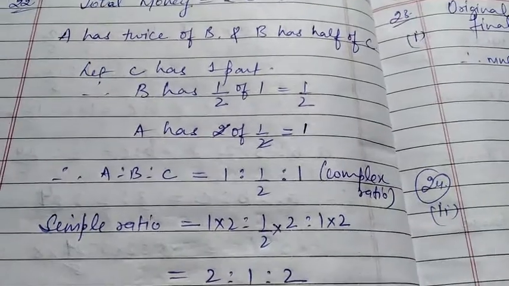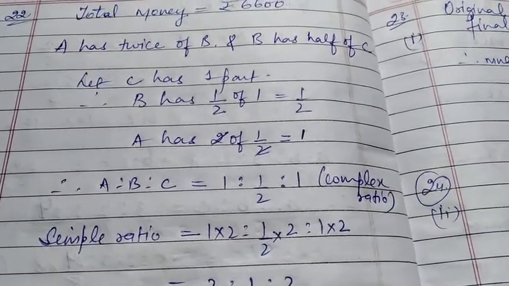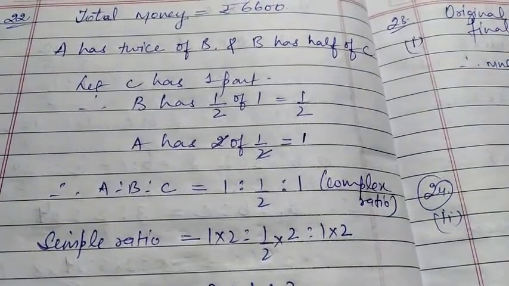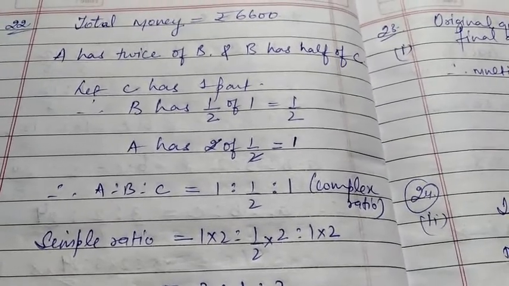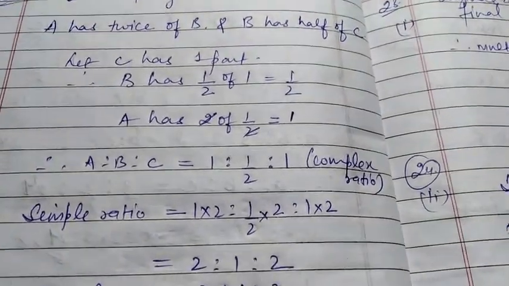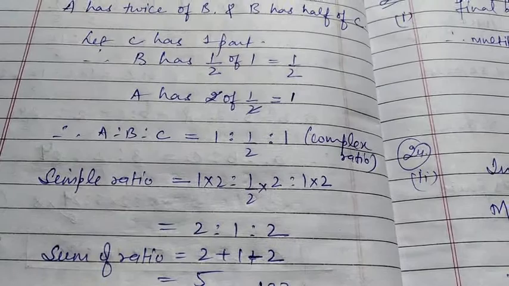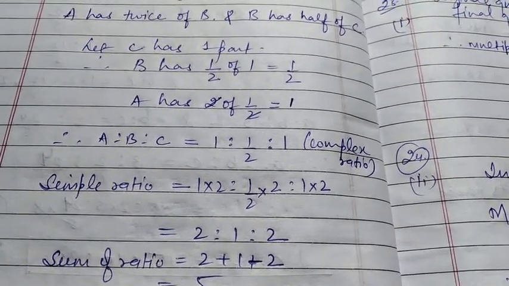So here you can form a ratio A : B : C is 1 : 1/2 : 1. You can see this is a complex ratio having a denominator. So LCM will be 2 and then changing into simple ratio you will get 2:1:2.